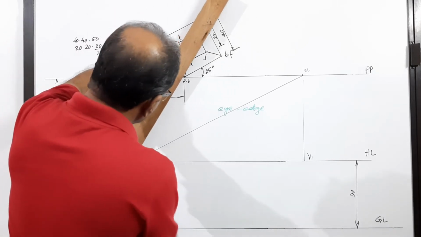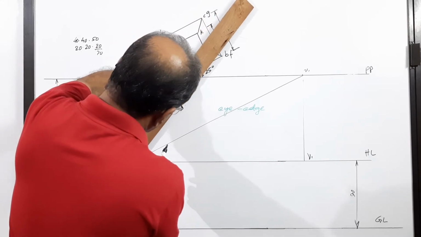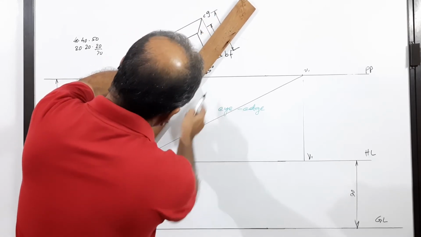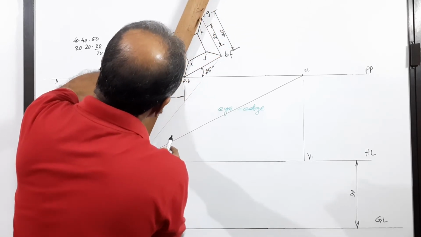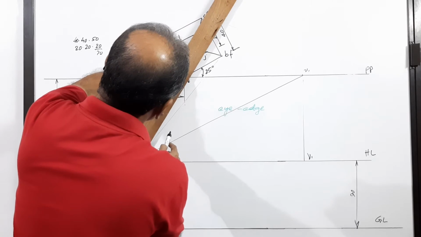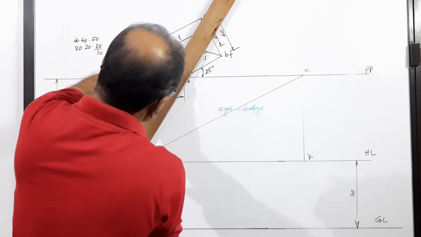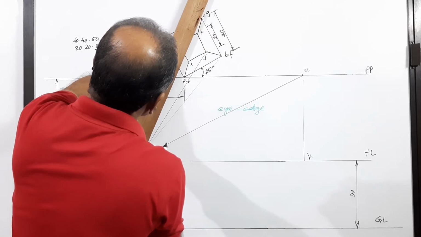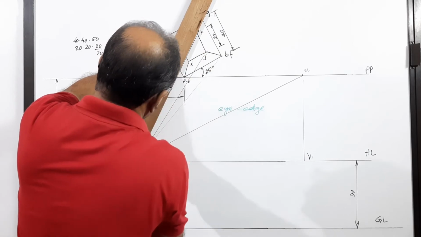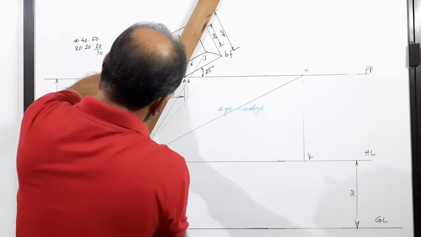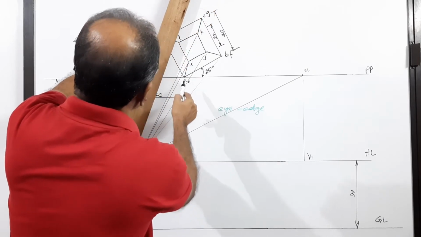How many intercepts you will get? How many lines you have to draw? You have to draw 8 lines. VF. CG. Before that, J. Then K. I. A you need not draw because A is already on PP.